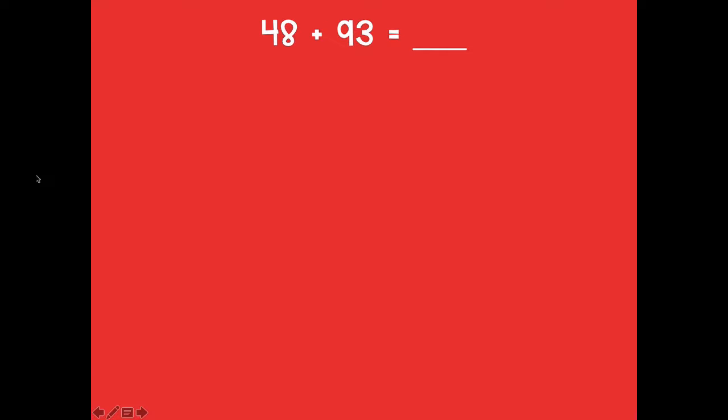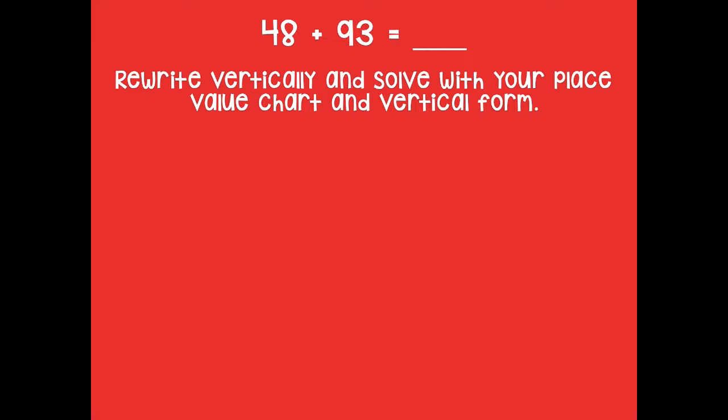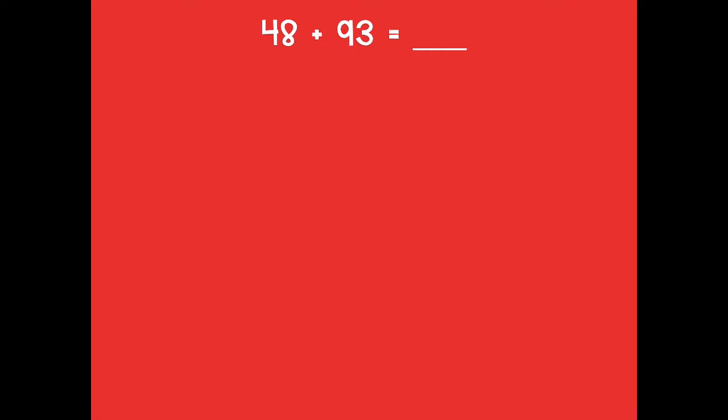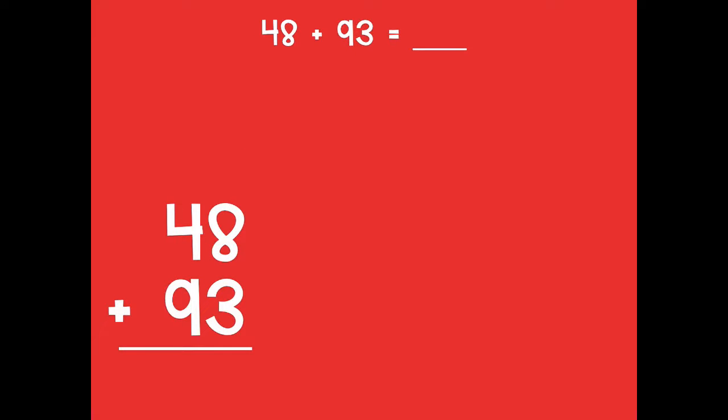All right, friends, so let's start with 48 plus 93. You are going to rewrite vertically and solve with your place value chart and vertical form. So pause the video, solve this problem, and then click play when you're ready to go over it together. All right, friends, pause if you need more time. Otherwise, here's how we solve it.